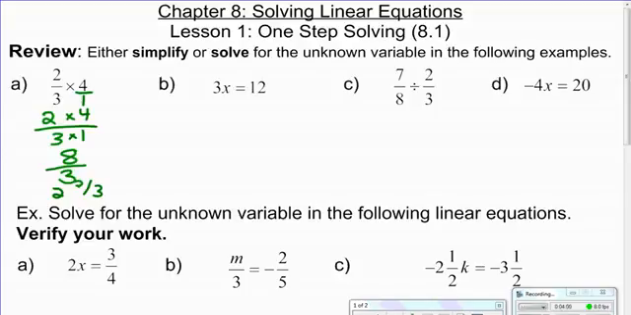Okay, we're looking at the next one. 3 times x equals 12, so we're going to do the opposite. Instead of multiplying by 3, we're going to divide by 3. This is just like the example on the last page. Okay, so 1x equals 4. 3 divided by 3 doesn't cancel out to 0. They cancel out to 1, but 1x is the same as just x.